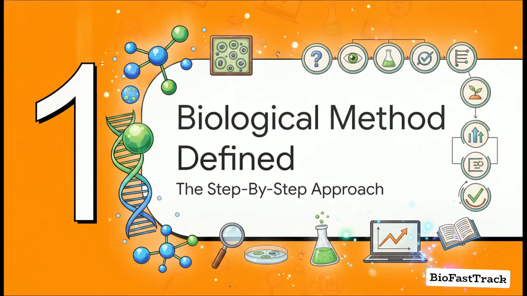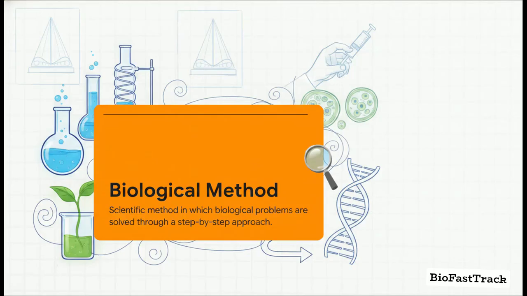All right, Section 1, the biological method defined, the step-by-step approach. Okay, before we get to the lab, we need to know exactly what it is we're talking about. So here's the exact textbook definition you really need to memorize. The biological method is simply the scientific method applied specifically to biological problems, solved through a structured, step-by-step approach. It's literally the engine that has driven scientific research for almost 500 years, going all the way from Galileo's experiments in the 1590s straight through to modern medicine and ecology.